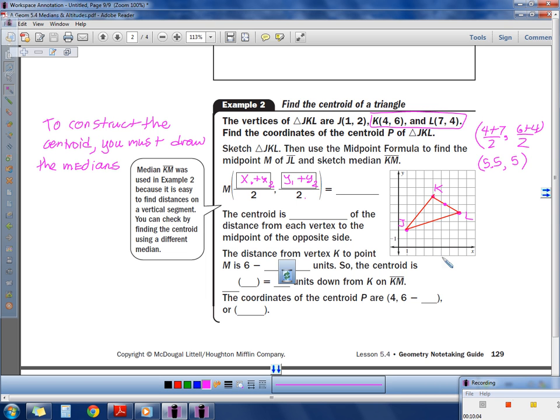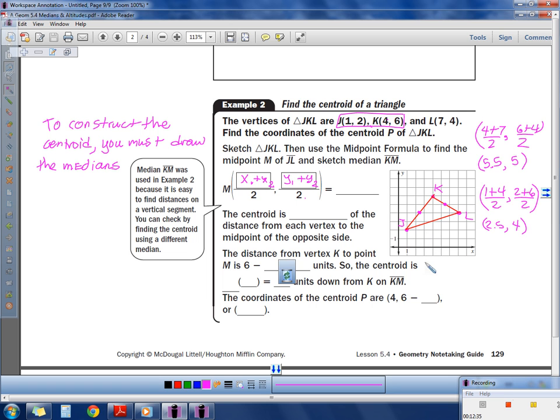It's also helpful to find another midpoint. So maybe let's do JK this time. So JK is right here. I'm going to look at those two. Add the x's. So that's 1 plus 4. Then divide by 2. Add the y's. 2 plus 6. Divide by 2. 1 plus 4 is 5. 5 divided by 2 is 2.5. 2 plus 6 is 8. 8 divided by 2 is 4. And now we're going to graph those. So over 2.5 up 4. Over 2.5 up 1, 2, 3, 4.